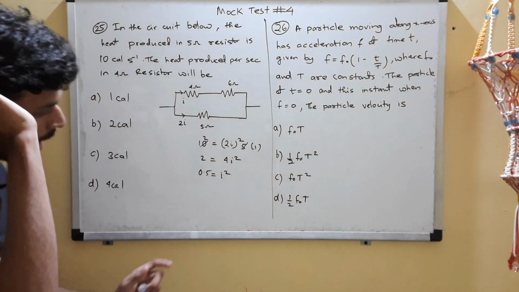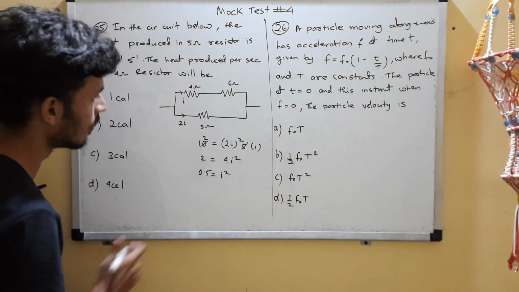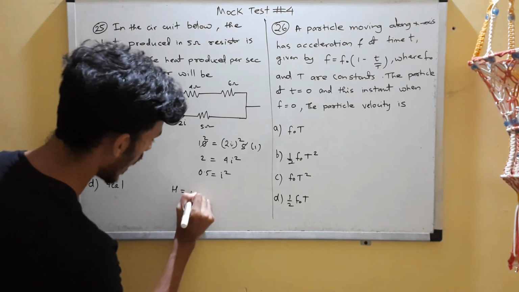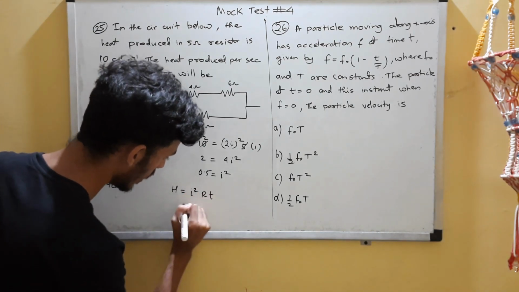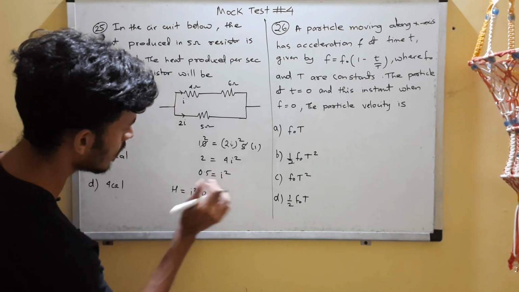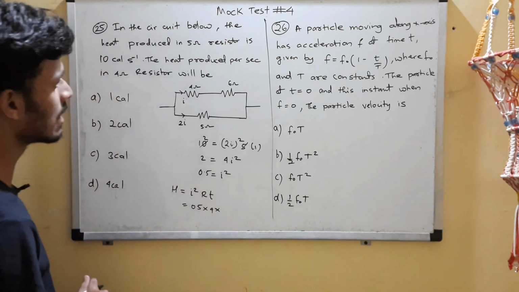Okay, let's keep it at I square. Okay, let's not root that. Here we can find the current through the heat radiated in the 4 ohm resistor as I square RT again. So I square is 0.5, R is 4 ohms, and T is per second.